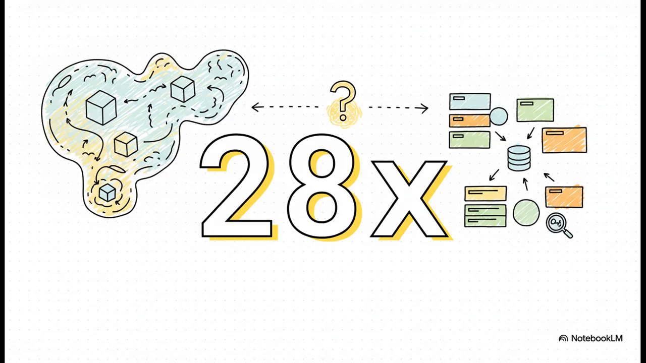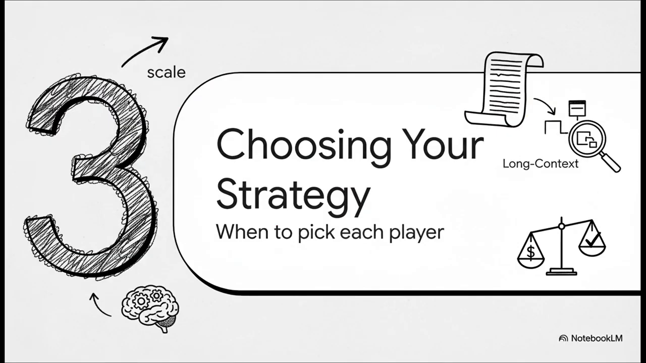But hold on, because cost isn't everything, right? So you're probably asking, okay, if long context costs a fortune, why does it even exist? Well, the answer is that there are very specific times when you absolutely need that raw power. It's all about picking the right tool for the job.